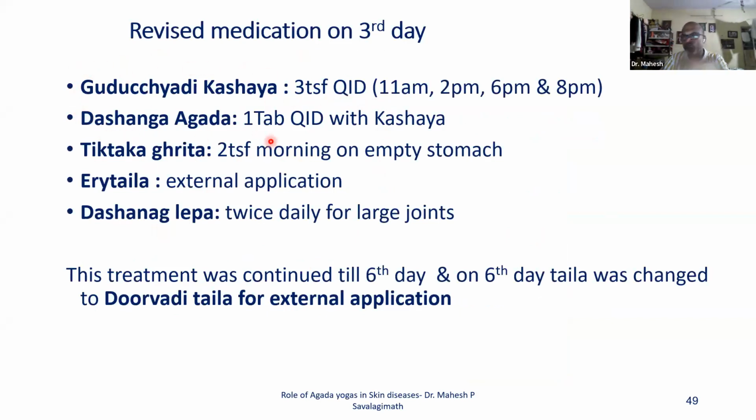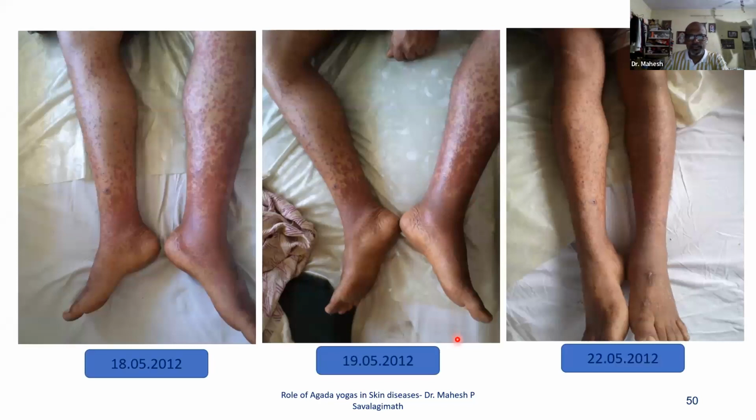The Dashanga Agada was not available on the first day. If it was available, we would have got better results in less time compared to this. Then we got Dashanga Agada, and that was added. The patient had pain in the joint, so for that Dashanga Lepa was given. Now you can see the outcome, 18, 19, 22.